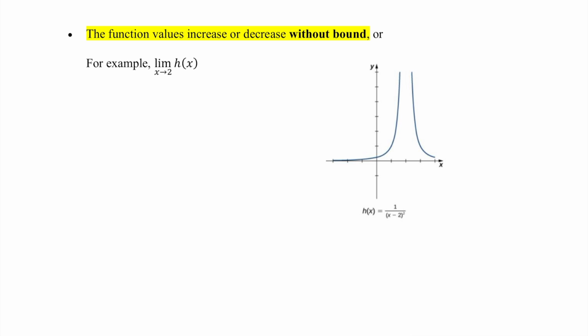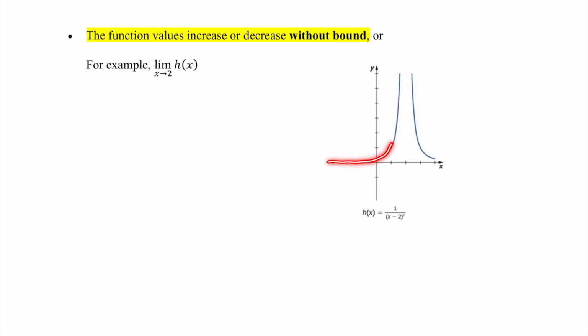The second case is when the function values increase or decrease without bound. This means as x approaches a number, the function keeps going up toward infinity or down toward negative infinity. It never settles at a single number. Look at this example. We are finding the limit of h of x as x approaches 2.